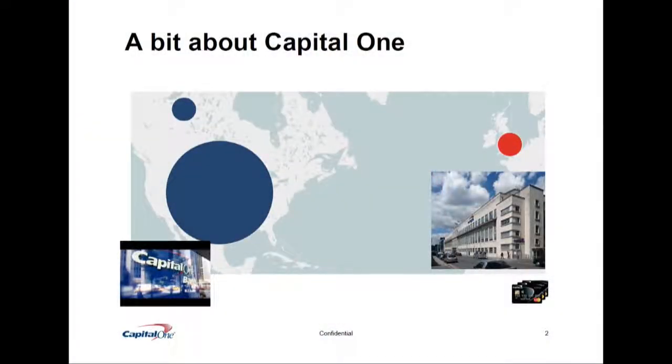So you may be familiar with Capital One as a large bank in the US, where it offers a full suite of banking products from loans, credit cards, mortgages, everything you can think of. But Capital One also has a presence in Canada and in the UK, where it offers only credit cards.